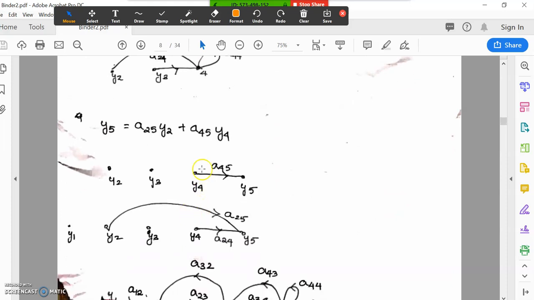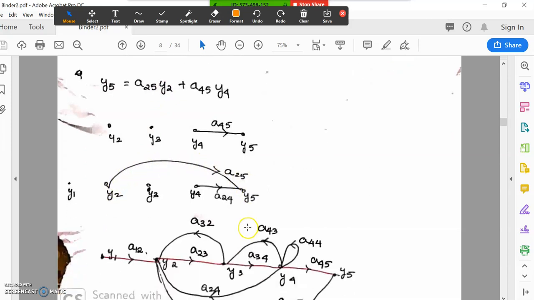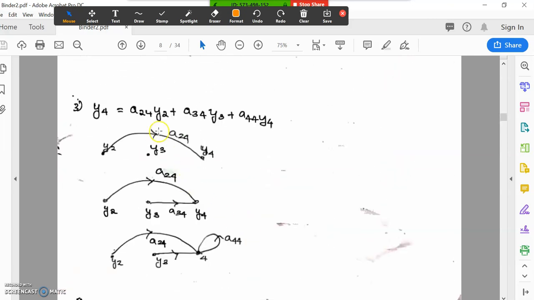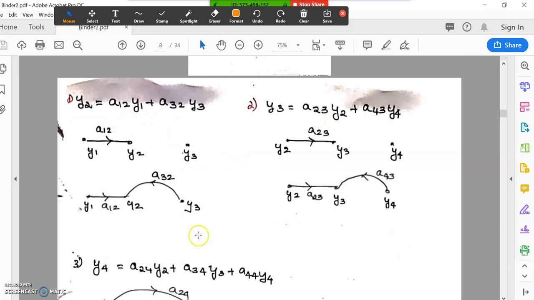Then y5: if you look at y5, there are 2 signals coming towards y5, one from y2 and one from y4. The signal y4 multiplied by a45 is going towards y5. And a second signal is from y2, multiplied by a25, and it comes towards y5.